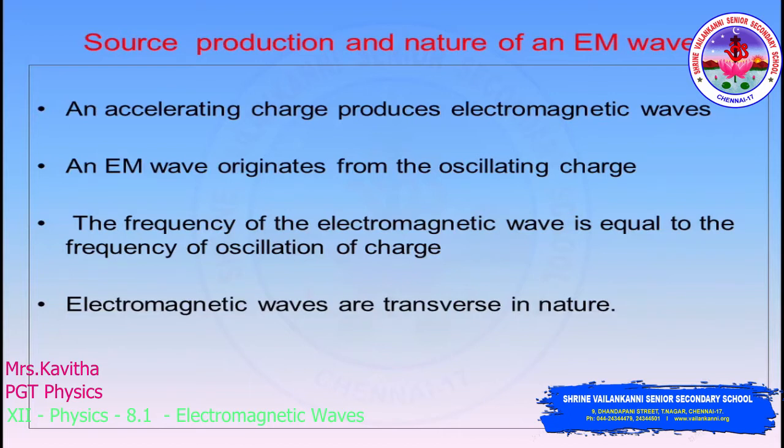See, e.m. waves are usually generated by an electrically charged particle that oscillates. The electric field associated with the accelerating charge, which vibrates, generates a vibrating magnetic field. Both these vibrating electric and magnetic fields give rise to e.m. waves, right? Now, the former produces only an electrostatic field, while the latter produces the magnetic field.